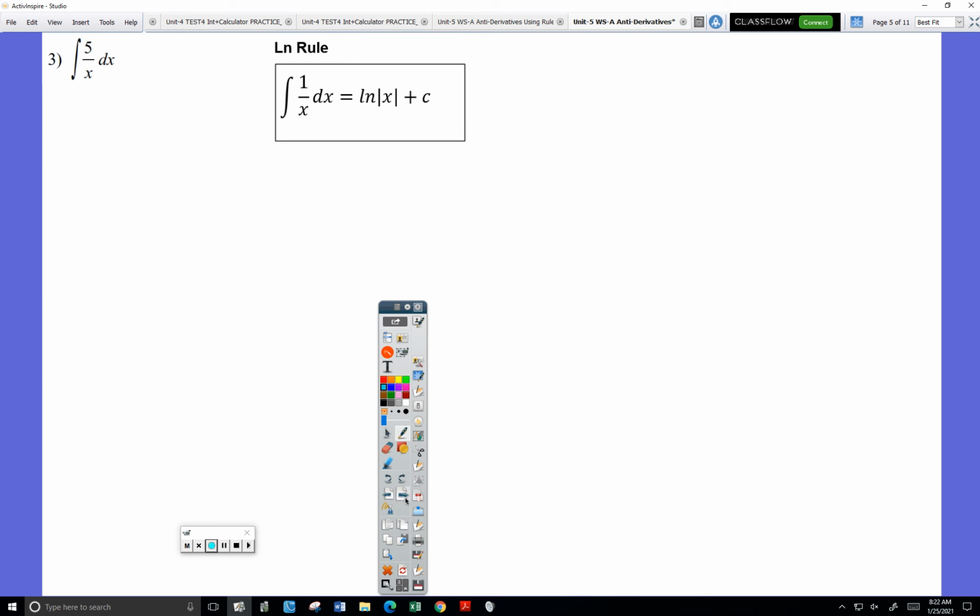Okay. 3 is very straightforward. Simply pull out the 5. You're left with 1 over x dx. That's the ln rule. Don't forget the absolute value bars. They are required.